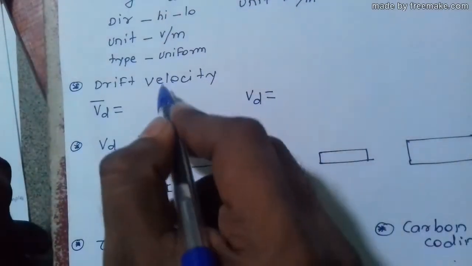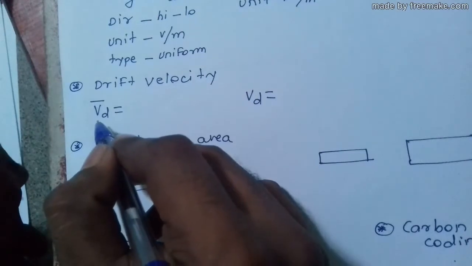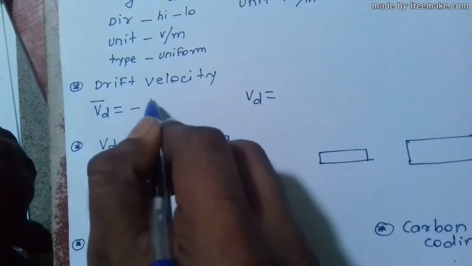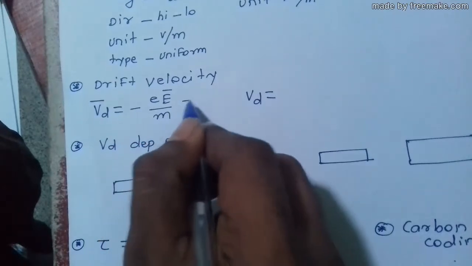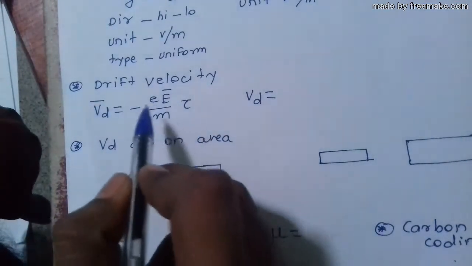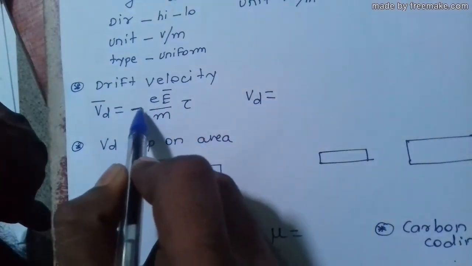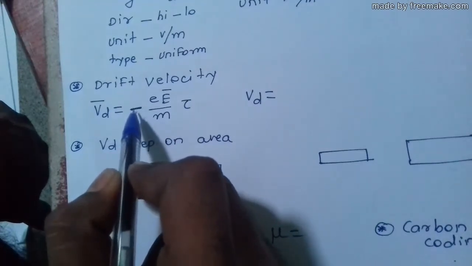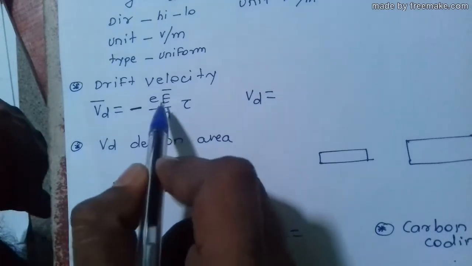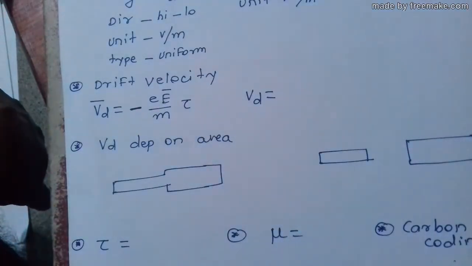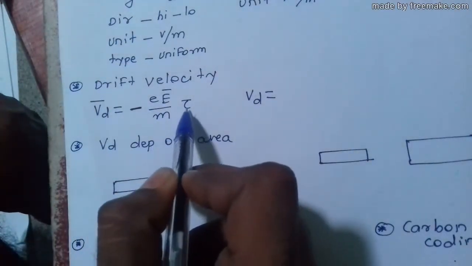Then drift velocity in the form of electric field. Vd bar is equal to minus E bar upon m into tau. The minus sign has come to show that the direction of Vd and the direction of E are opposite. m is the mass of the electron, tau is the relaxation time.